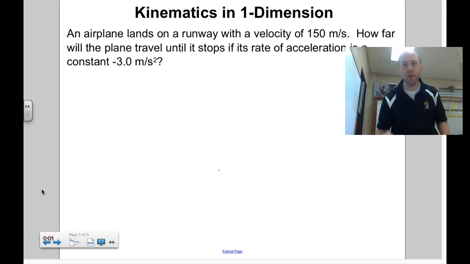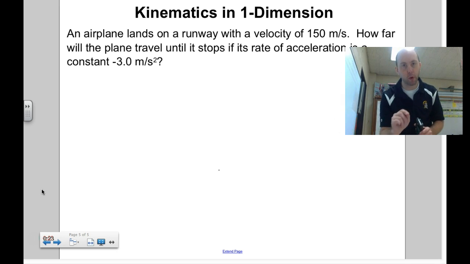Hey, and welcome to one of the most important examples you'll see over kinematics. The reason why this is one of the most important examples is because there are 5 main kinematic equations that we will use almost all year. It is so important you get these 5 kinematic equations memorized.